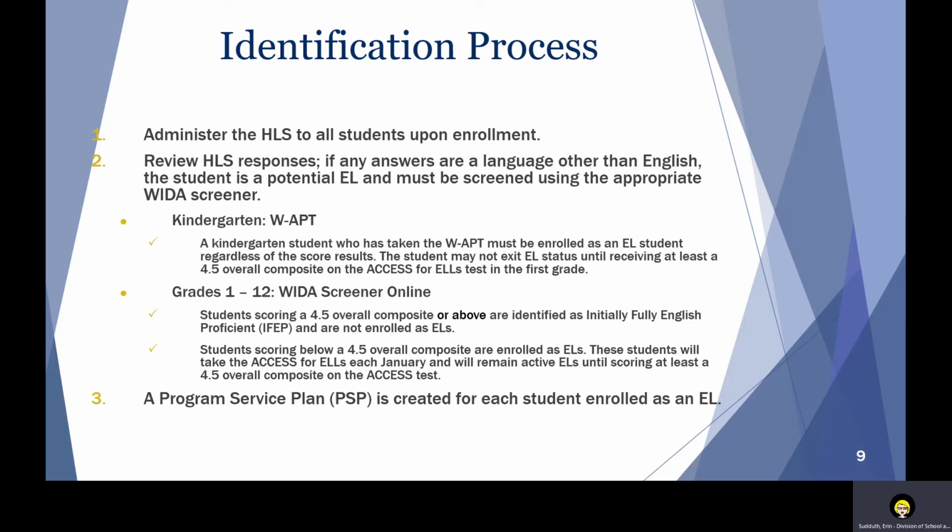Students in grades 1 through 12 will take the WIDA screener online. Students scoring a 4.5 overall composite or above are identified as initially fully English proficient or IFEP and are not enrolled as ELs. Students scoring below a 4.5 overall composite are enrolled as ELs. These students will take the Access for ELLs each January and will remain active ELs until scoring at least a 4.5 overall composite on the Access test. Finally, a Program Service Plan, or PSP, is created for each student enrolled as an EL.